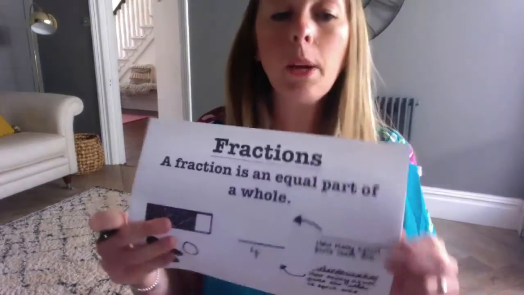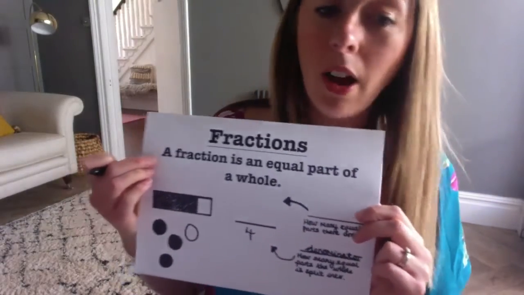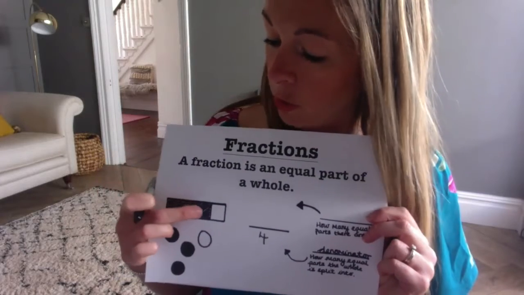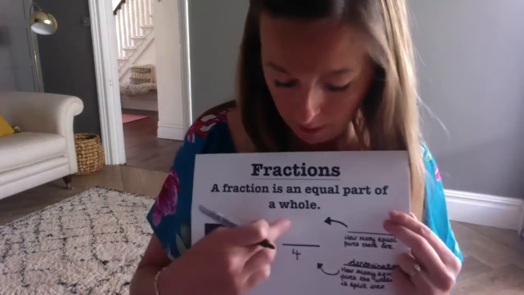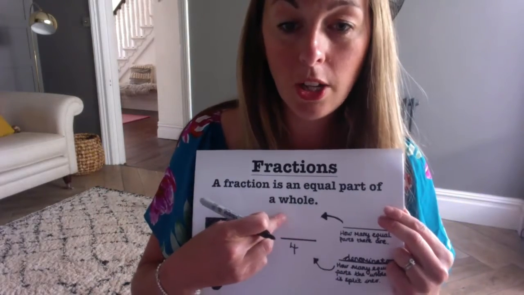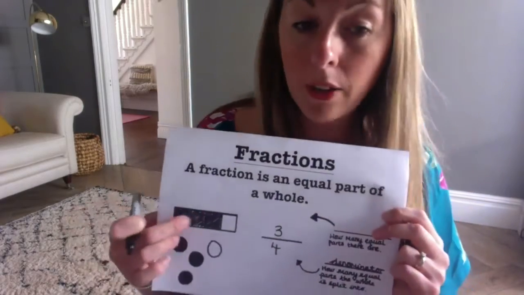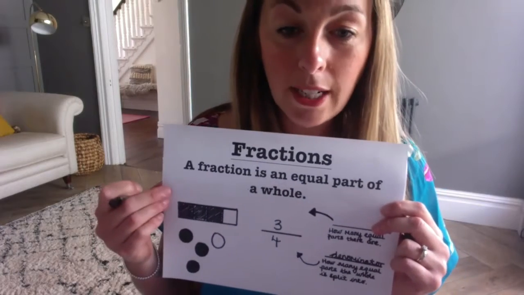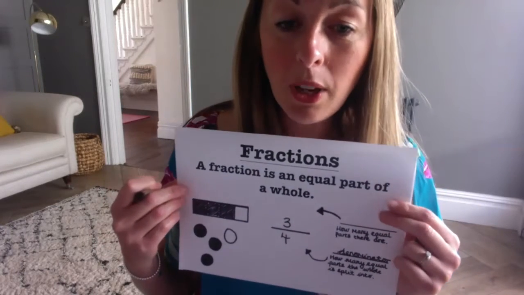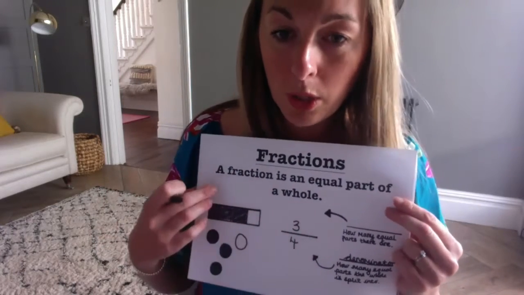And then when we think about how many equal parts are shaded, and in this shape there are 1, 2, 3, then that number comes at the top of the fraction. So I'm going to place a 3 here. So I know that 3 out of the 4 equal parts of this whole shape are shaded in. Another way of saying this is 3/4.